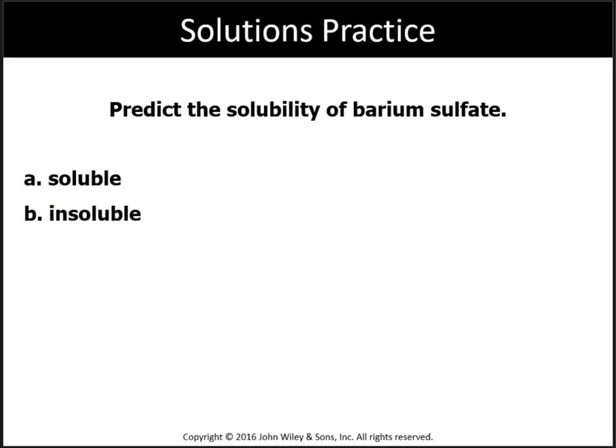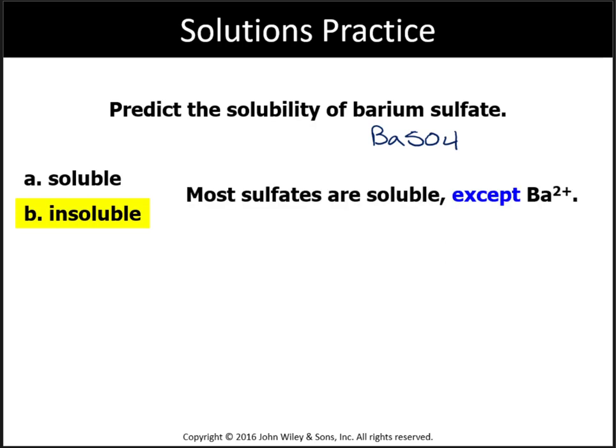Now try to find the solubility of barium sulfate. Very good. Barium sulfate is insoluble. And we know the rules for sulfates, that everything is soluble except for barium. Again, you're not required to memorize the solubility rules. As long as you can read the solubility table, that's enough.